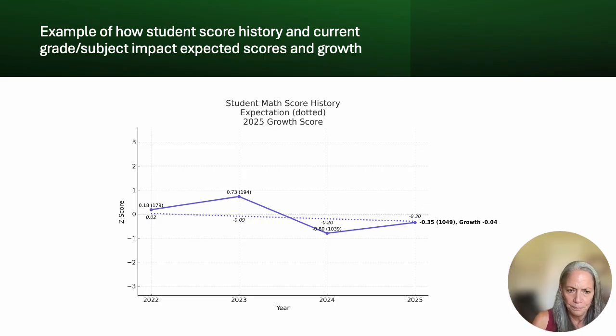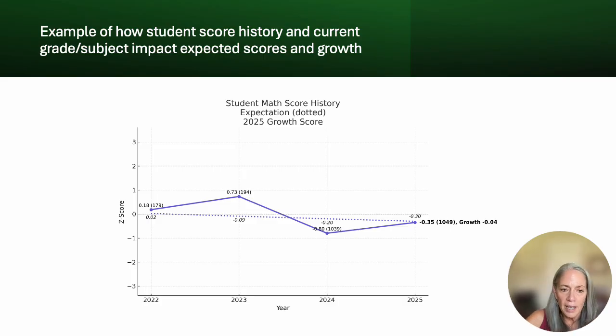So in 2022, the student was at a 0.18. Zero is the average for all the students in that subject and grade level. And if they have a positive Z-score, they're higher than the average. If they have a negative Z-score, they're lower than the average. We get all of the student scores and we standardize them for each year on grade level and subject. So you can see where a student is relative to the average. But what we're doing is we're using that in the score history.